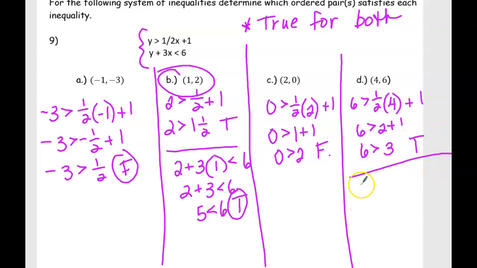All right, we plug in (4, 6). We've got 6 plus 3 times 4. Is that less than 6? 6 plus 12. All right, we've got our 18 is less than 6. That one's false. So it's not true for both. So it looks like the only answer is B.